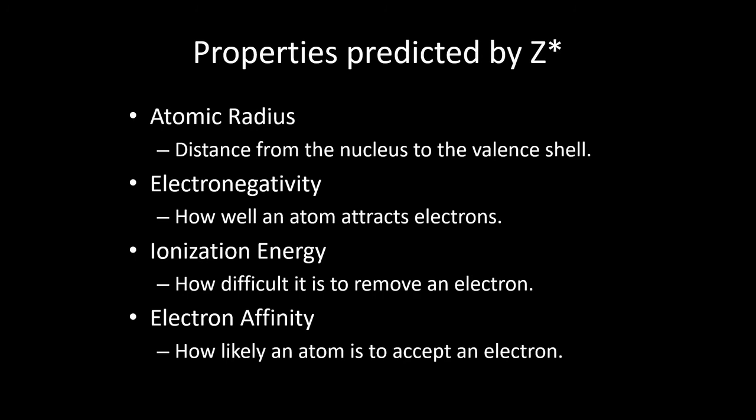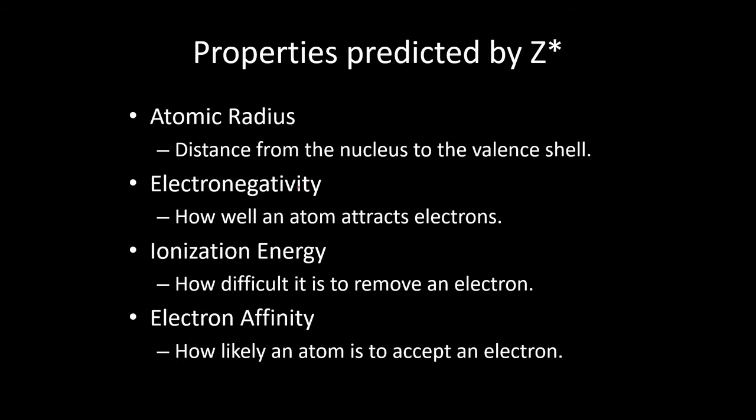So, speaking of which, let's go ahead and look at the first 4 things we're going to be considering here, the first 4 properties that vary across the periodic table. We're going to look at atomic radius, which, as the name says, is just the size of an atom. It's literally the radius of an atom, how large the atom is.